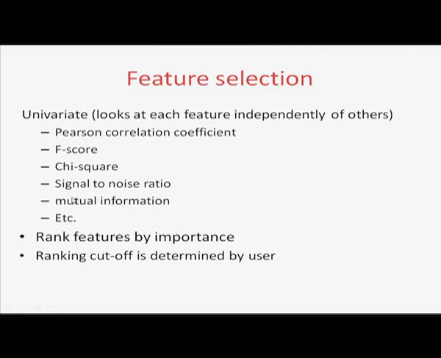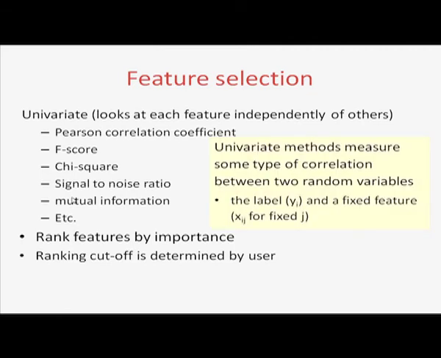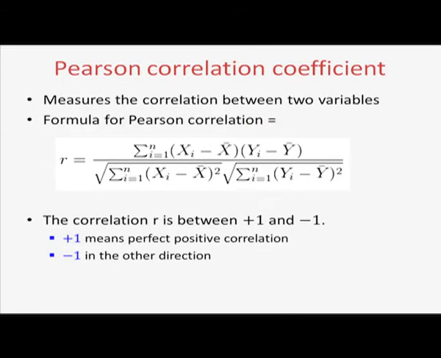I will just talk about one or two of these methods. Basically, these univariate methods measure some type of correlation between two random variables. In this case, they are measuring the correlation between a particular feature and the target variable. And they keep those features which have higher correlation. Pearson correlation coefficient measures the correlation.